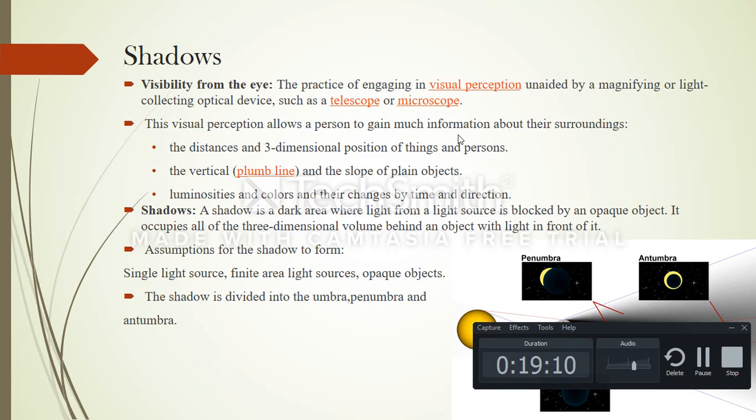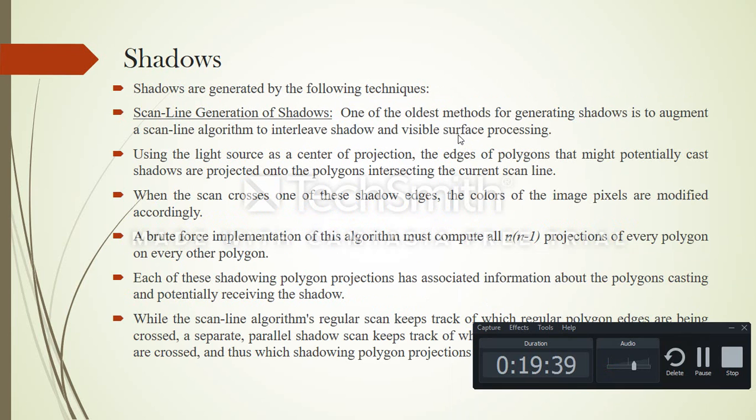A shadow. A shadow is a dark area where light from a light source is blocked by an opaque object. It occupies all the three-dimensional volume behind an object with light in front of it. Assumptions to form a shadow. A shadow can be formed only when there is a single light source, a finite area light source, and an opaque object. Shadow is divided into umbra, penumbra, and antumbra.